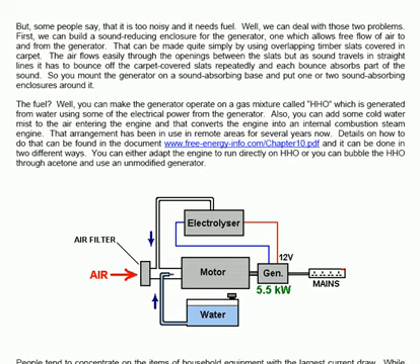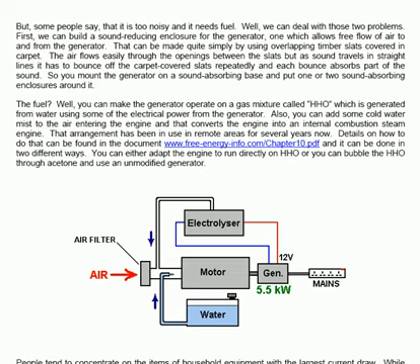The fuel? Well, you can make the generator operate on a gas mixture called HHO, which is generated from water using some of the electrical power from the generator. Also, you can add some cold water mist to the air entering the engine, and that converts into flash steam instantly on ignition and converts the engine into an internal combustion steam engine. That arrangement has been in use in remote areas for several years now.